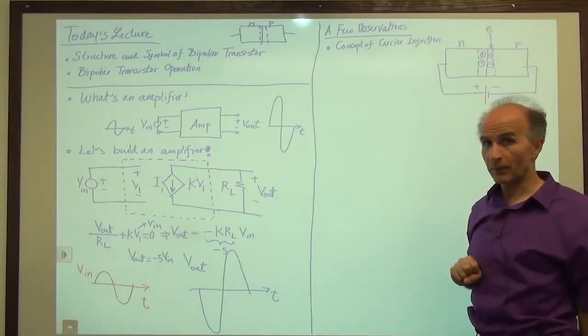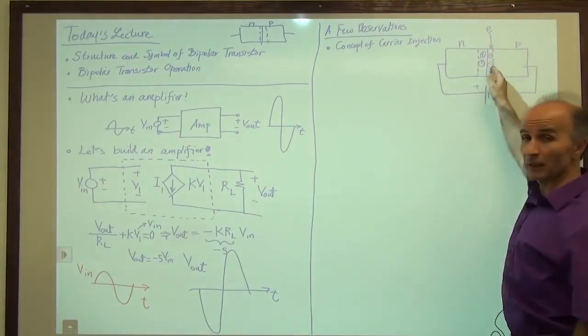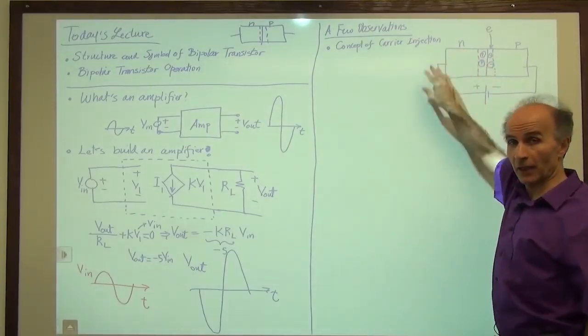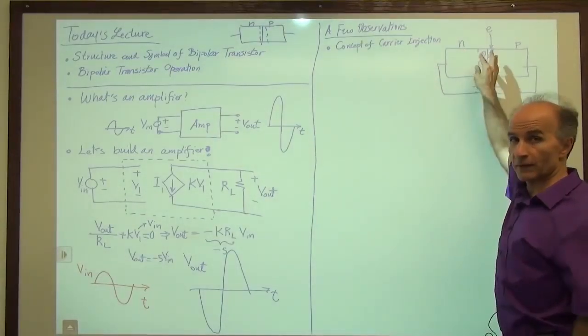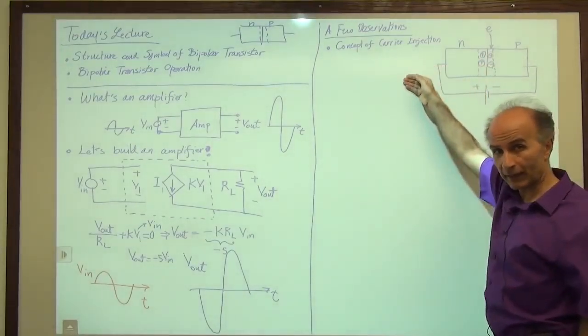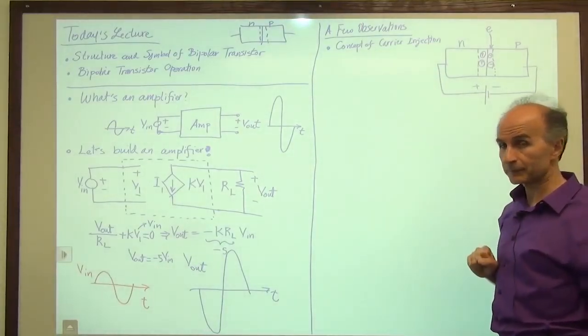So we just need to remember that. We can say that if we inject electrons here, they are collected by this N section and by this battery. They don't just stay here. They go through the depletion region and are collected by this N section and the battery.